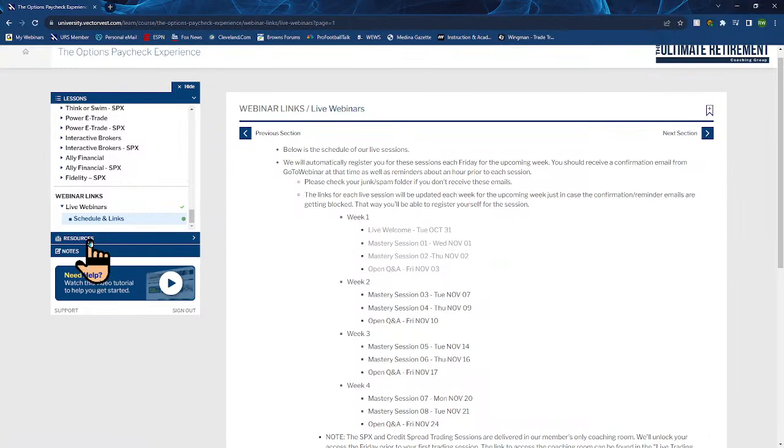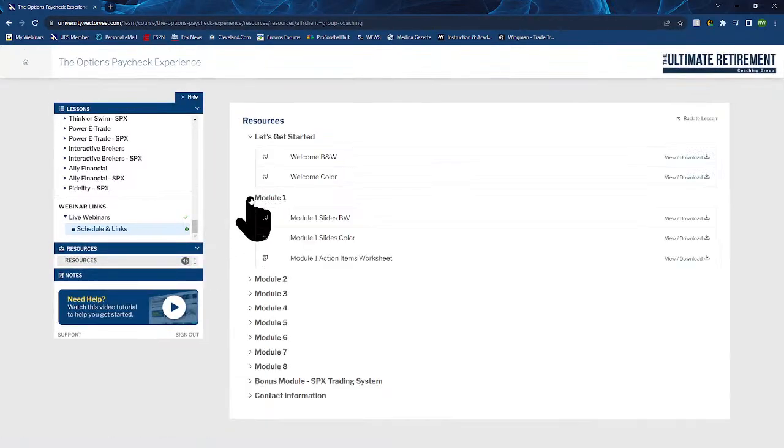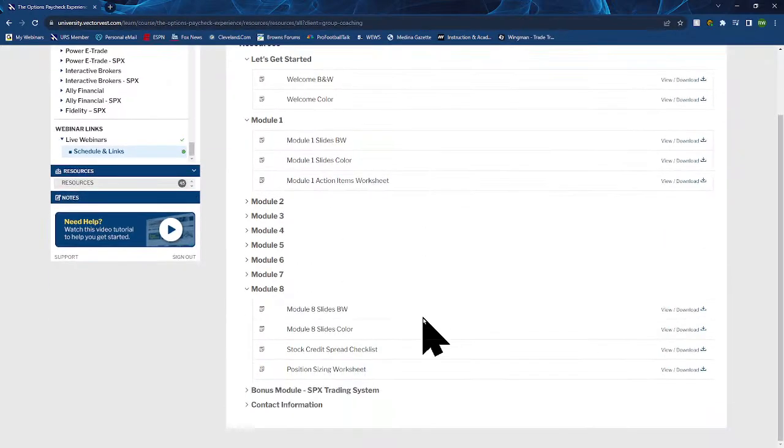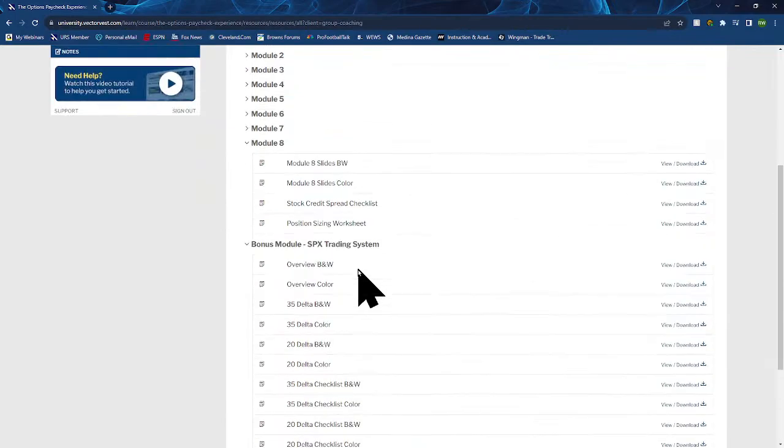And then also under resources, this is where you're going to be able to download all of the slides. So module 1 has a bunch of slides. You can download them in black and white and color. The worksheets, as you get a little bit lower, you'll notice we start adding things like checklists and position sizing worksheets. And under the bonus SPX, we got a couple of things from brokers there and a trade tracking spreadsheet.